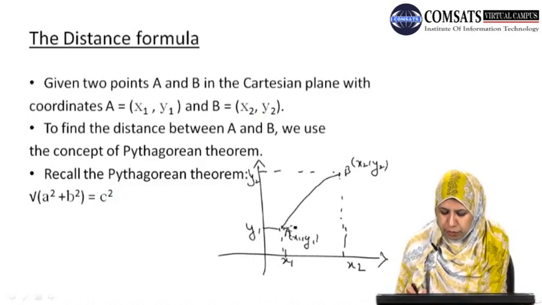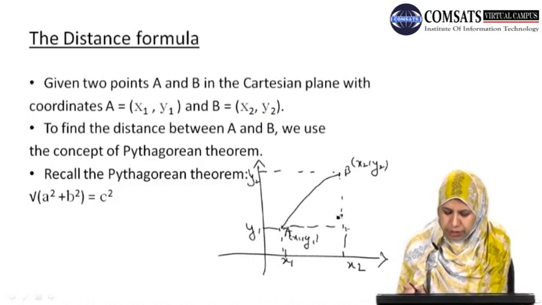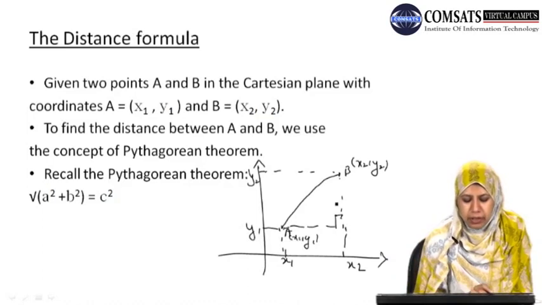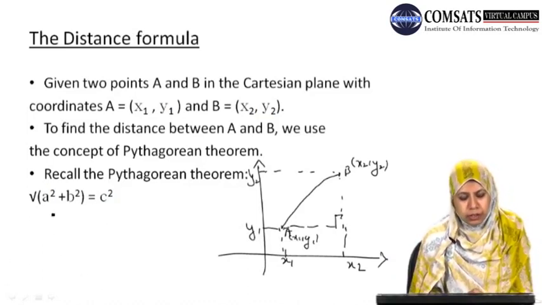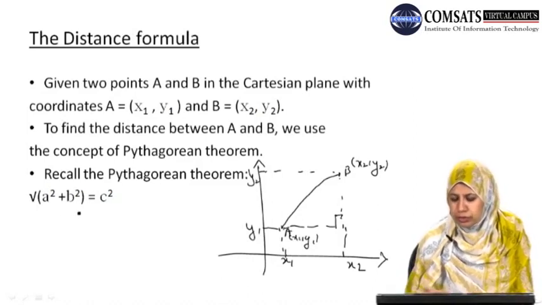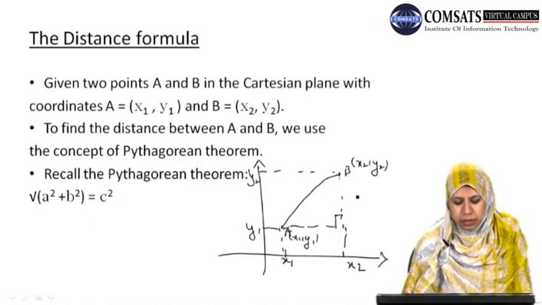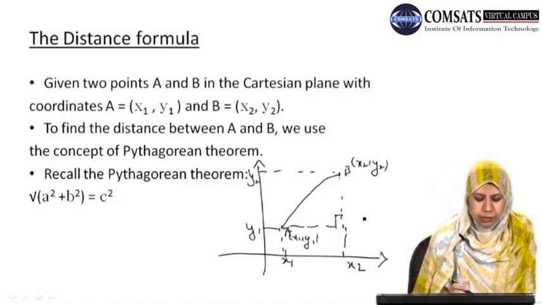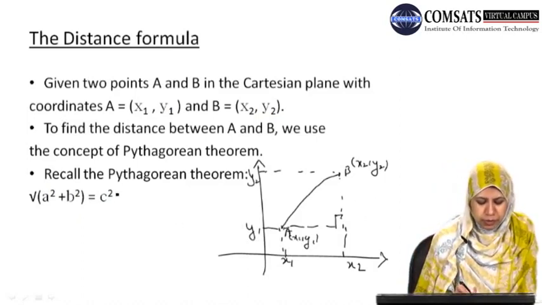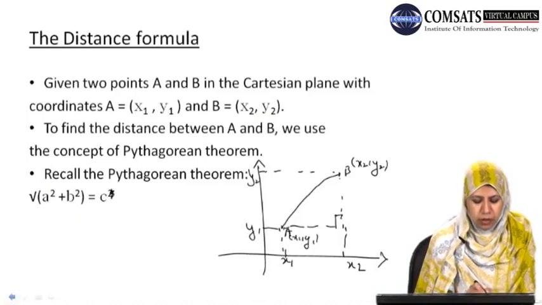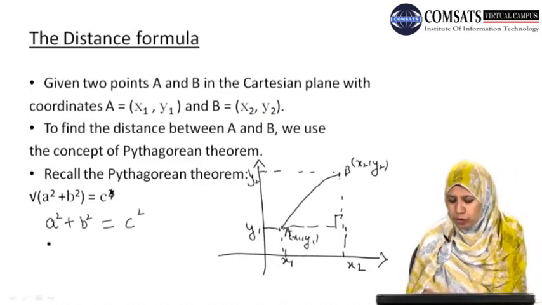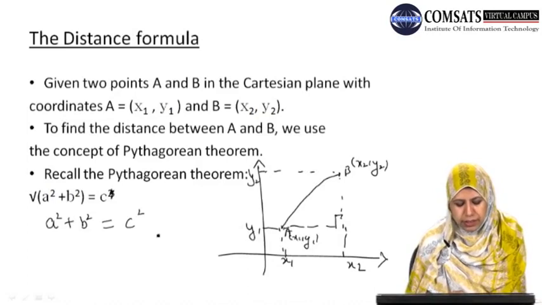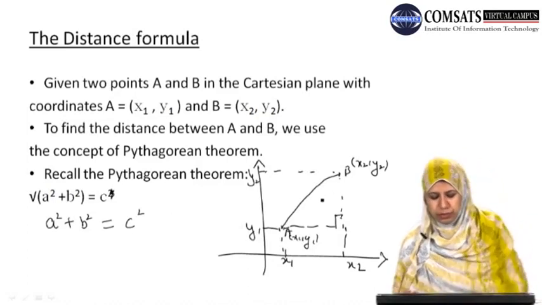So with the help of the Pythagorean theorem, here we have our right angle triangle. What does the Pythagorean theorem say? That the square root of the sum of the squares of the base and perpendicular is equal to the length of the third side, or a square plus b square is equal to c square, where a and b are the lengths of base and perpendicular and c is the length of the hypotenuse.